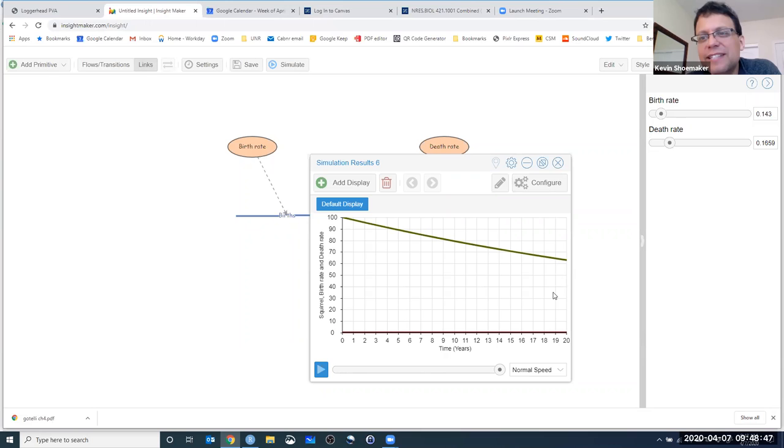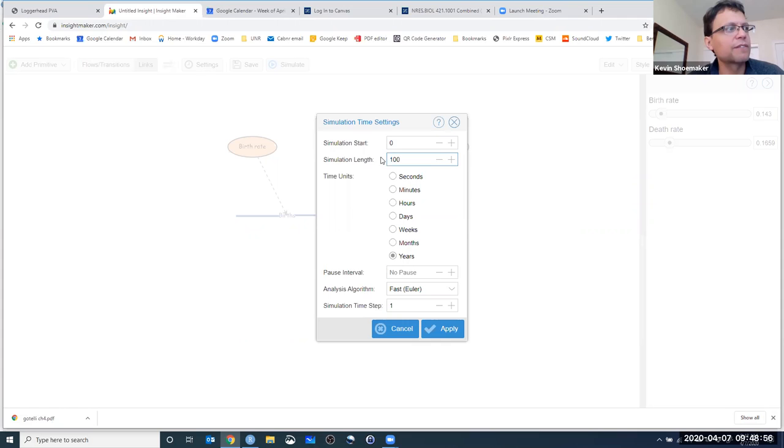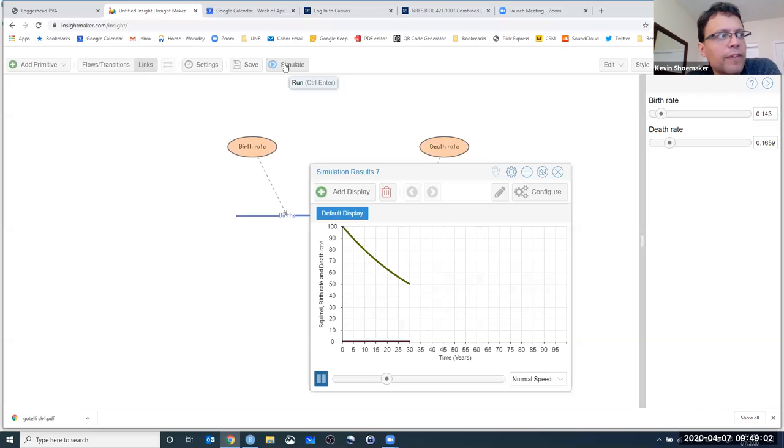If we want to see how this goes for more than 20 years, by default, Insight Maker runs for 20 years. I can just change that in the settings. I can change it to run for 100 years if I want and simulate. And now we see negative exponential growth occurring over a longer time frame. And at a certain time, you get below 1 individual, that's kind of extinction because you can't really have less than 1. But we don't quite see extinction here. It gets down to about 10 squirrels by year 100. If I increase the death rate, it will probably go extinct within 100 years.